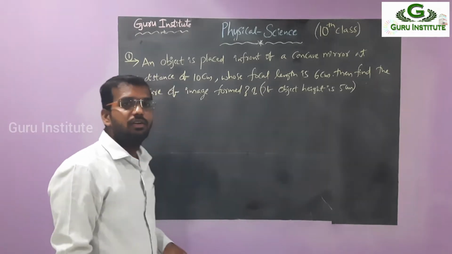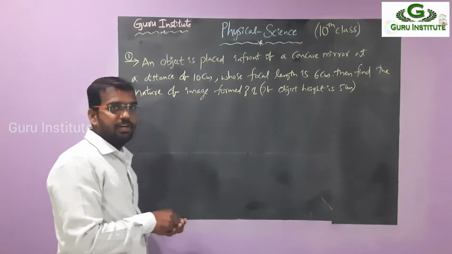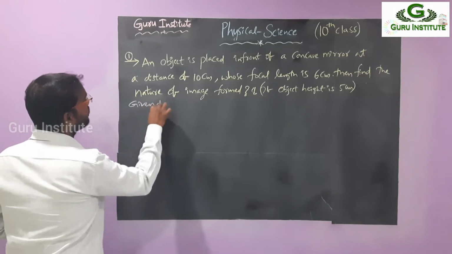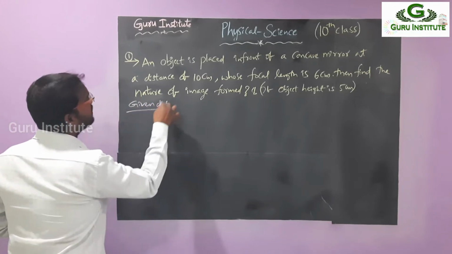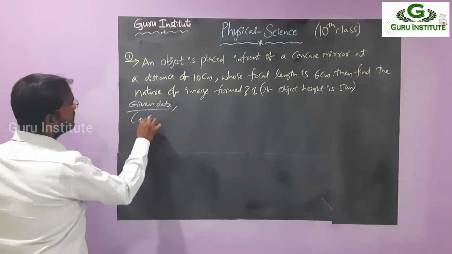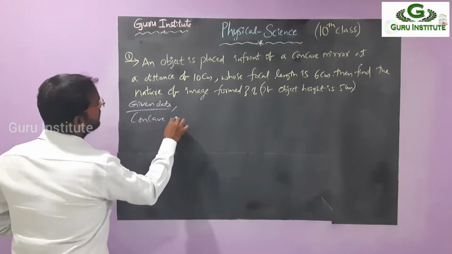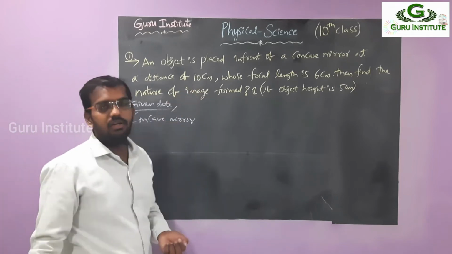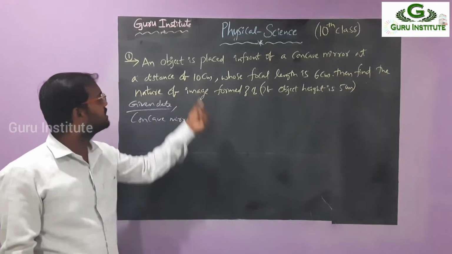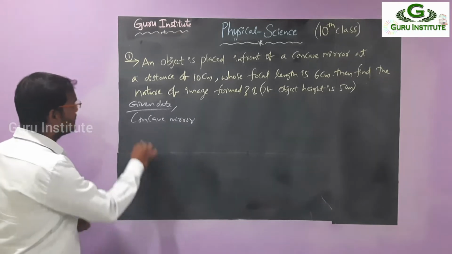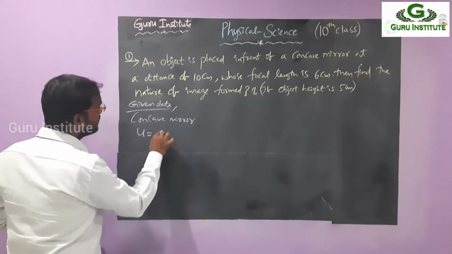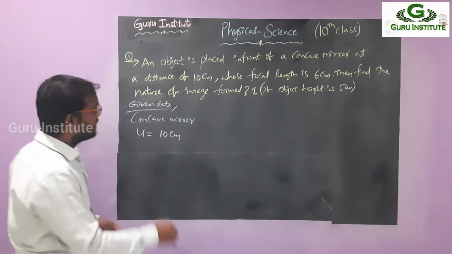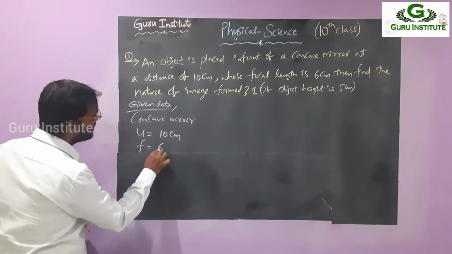So in this one, first we have to write the given data. In any mathematics, what do we have to write first? Given data. So what is the given data? It's a concave mirror. The object is placed at a distance of 10 centimeter, which is given. It is the object distance, that is u, 10 centimeter. Whose focal length is 6 centimeter. Focal length means f, that is 6 centimeter.